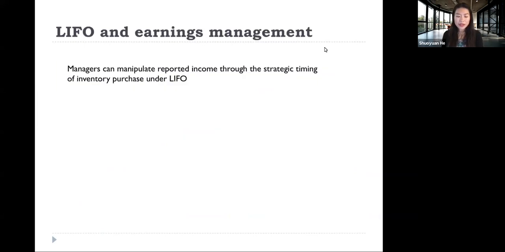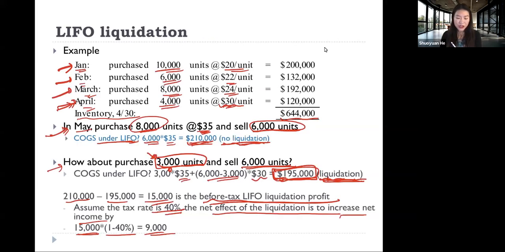So how can we use it? Managers can manipulate reported income through strategic timing of inventory purchases under LIFO. By strategically timing when I am going to purchase new inventory, I can decide how much of the old inventory I'm going to put into my cost of goods sold. And then I can use that to manipulate my cost of goods sold. So this is how firms may use LIFO to manage their earnings.